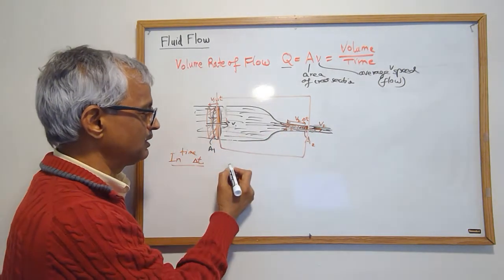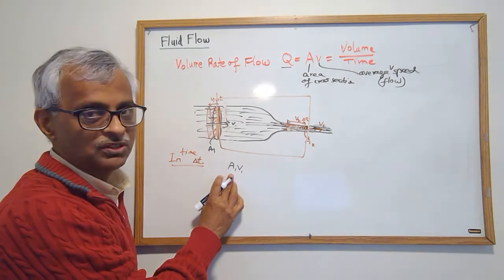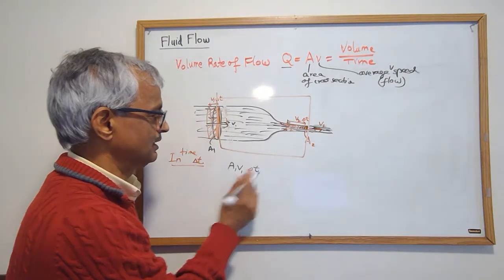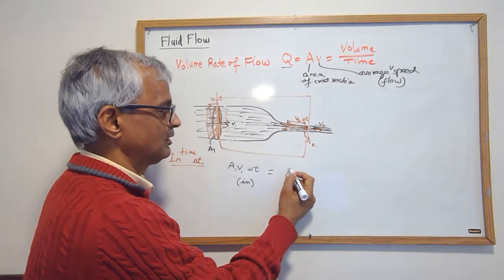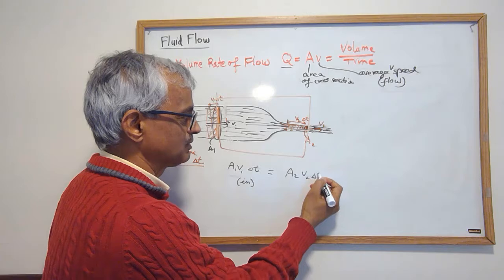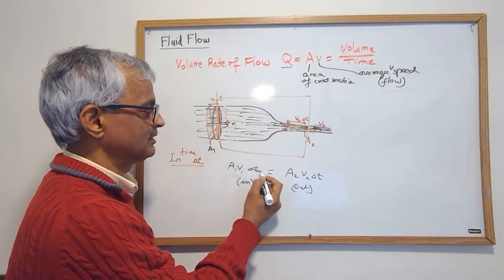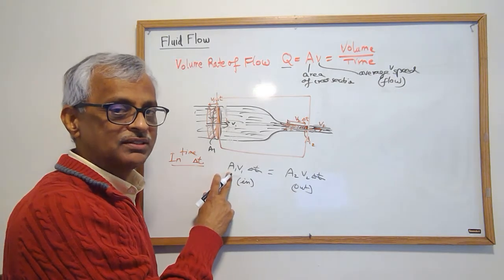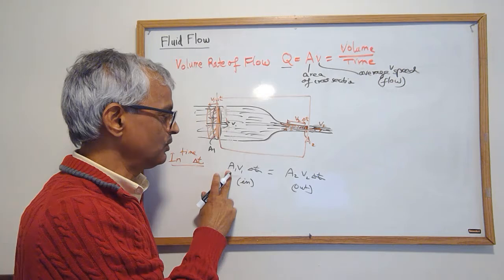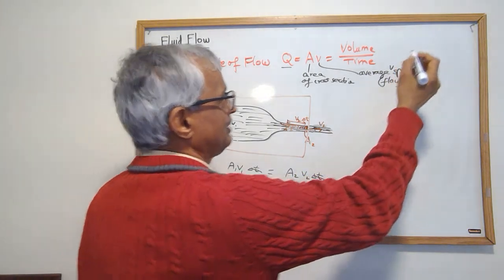So how much volume came in? Well, we have A1 V1 is the rate at which the volume is coming in, times delta T. That came in must equal A2 V2 times delta T. This is out. So delta T cancels out, and I get what is sometimes called the equation of continuity. It's A1 V1 equals A2 V2.